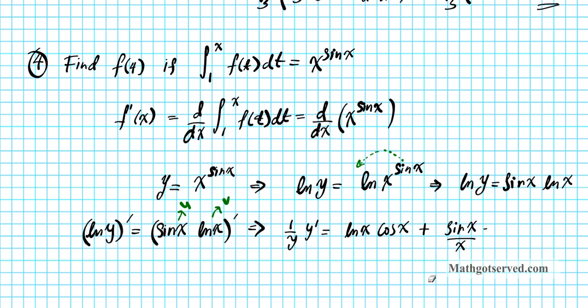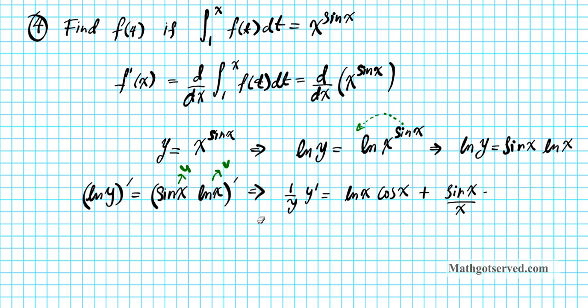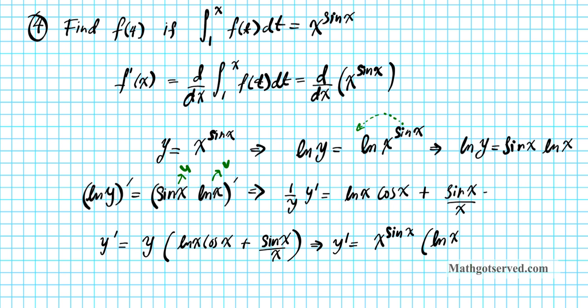Okay, so if we want to get y prime by itself, y prime is equal to y times ln x cosine x plus sine x over x. But we know what y is, right? Earlier we said that y is equal to x to the sine x. So that implies that y prime is equal to x to the sine x times ln x cosine x plus sine x over x.